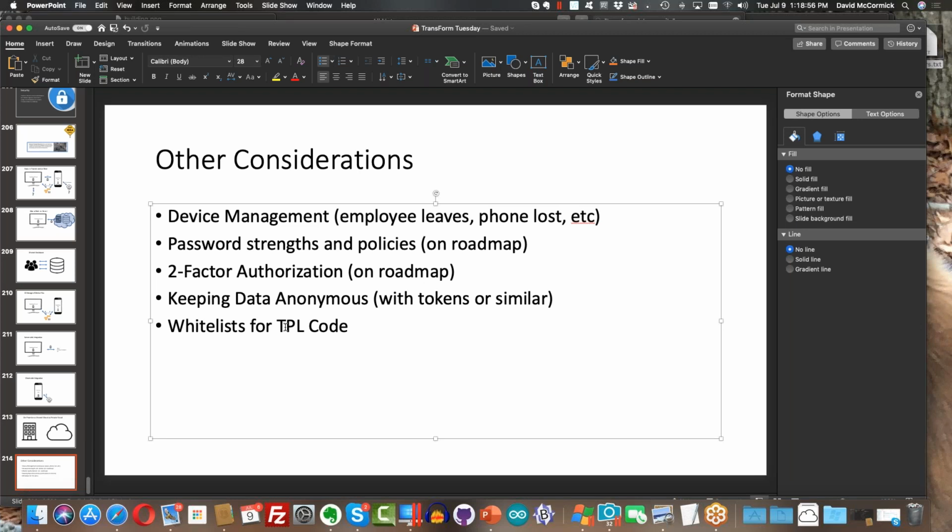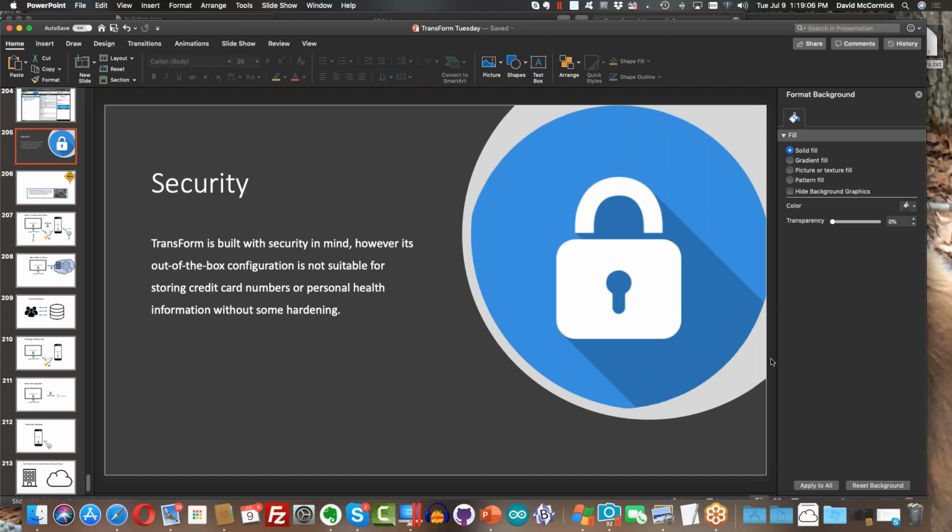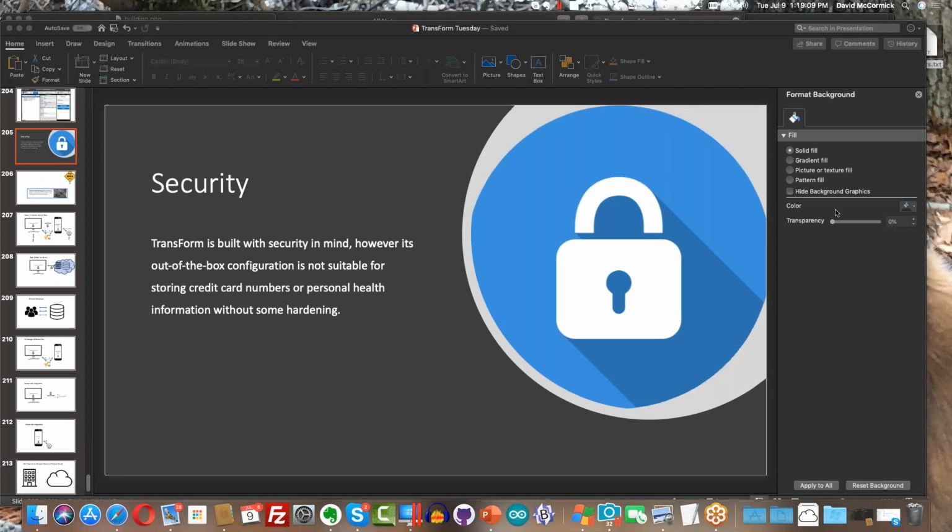So that is that for the overview of TransForm security, and we will be working on this in weeks to come to tighten this up and work on some other areas. I was just wondering, though, do we have any questions? Let me go ahead and click the questions button. It doesn't look like it.